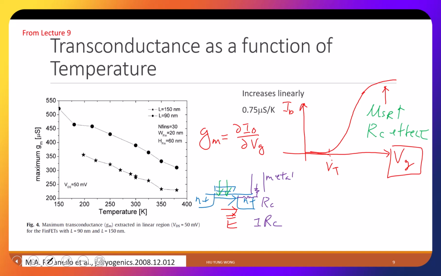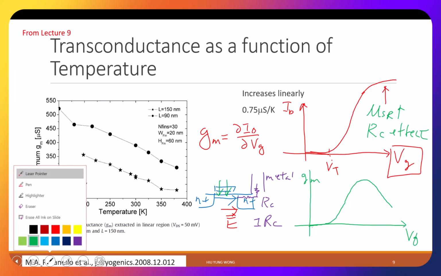So if you plot the GM, how would it look? As we said, we are just doing the ID-VG. If this is GM, this is VG. You are doing the differentiation. This is very small, and then it will increase. Eventually you will reach a peak and then decrease again. This is because of the change of the slope, and that is what we call GM.